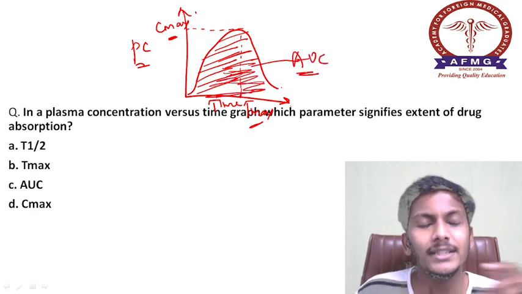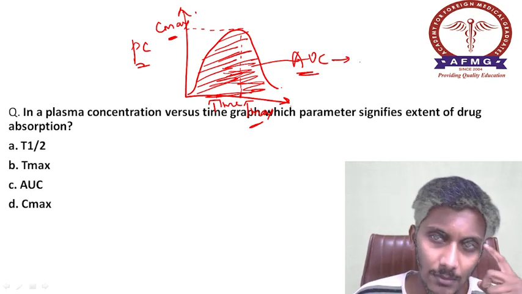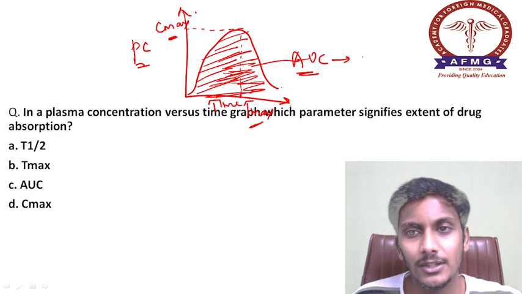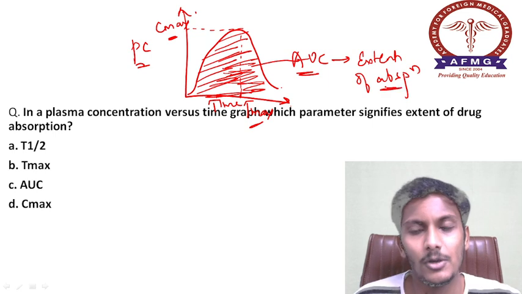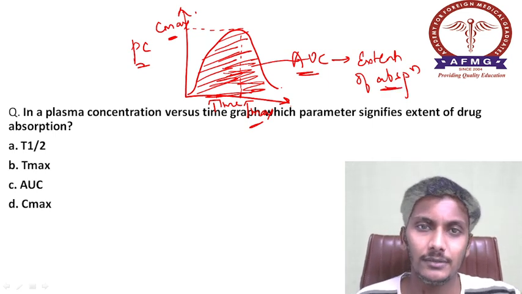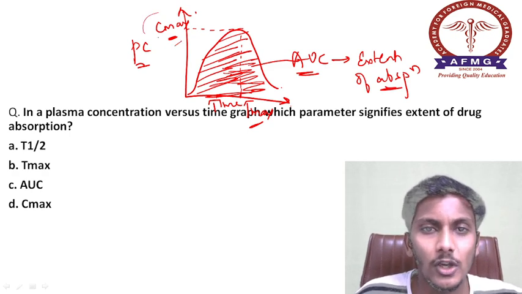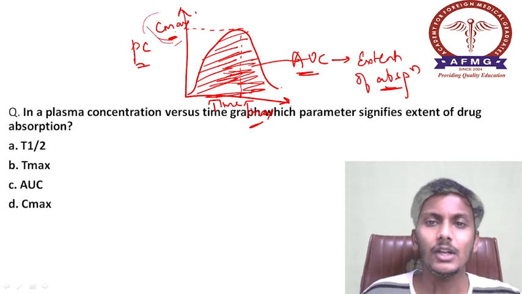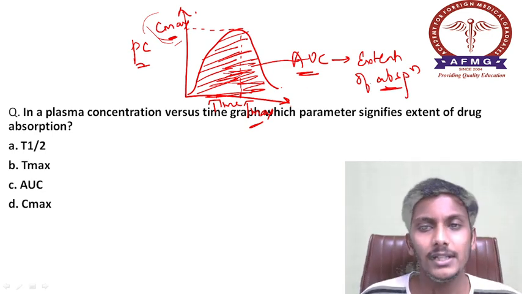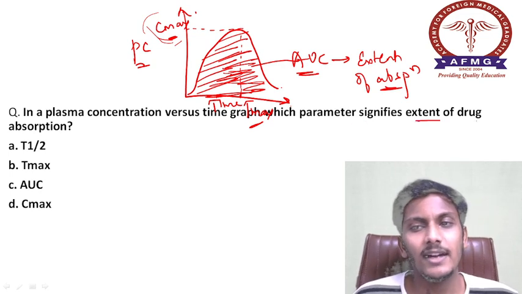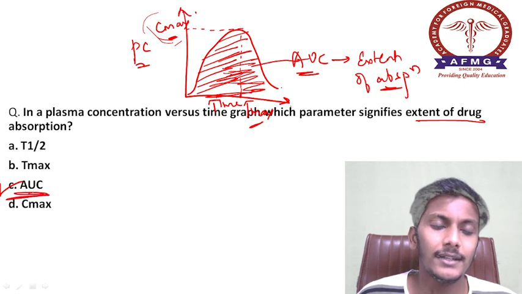And what does AUC tell us? Please remember, the AUC or the area under the curve tells us about the extent of absorption of a drug, whereas Cmax tells us about the maximal concentration of a drug. So here what has been asked? Which parameter signifies extent of absorption of drug? And therefore it is option C, AUC, that is the area under the curve.